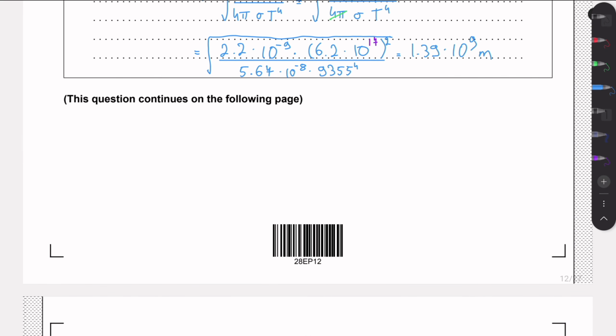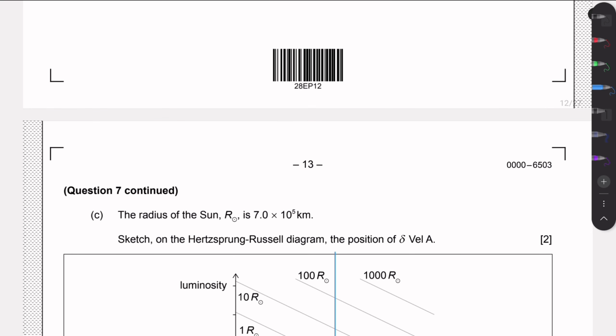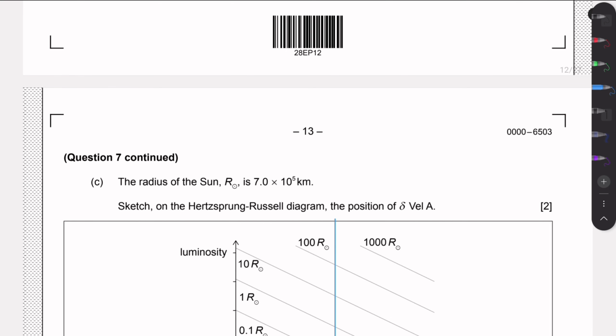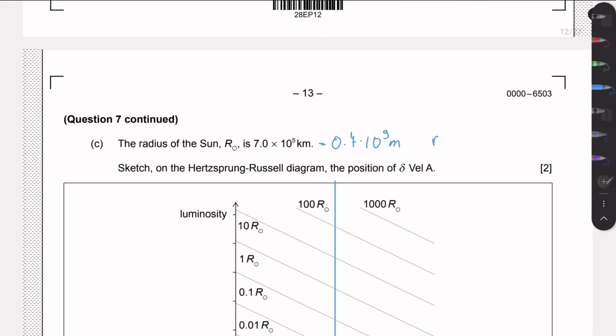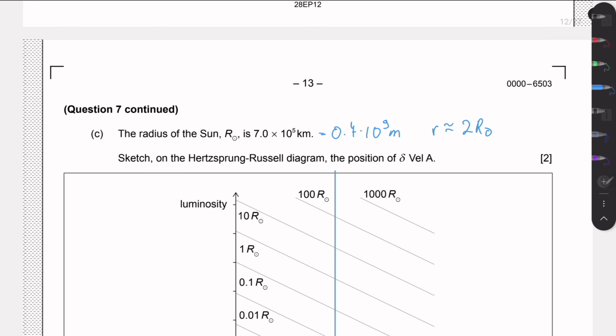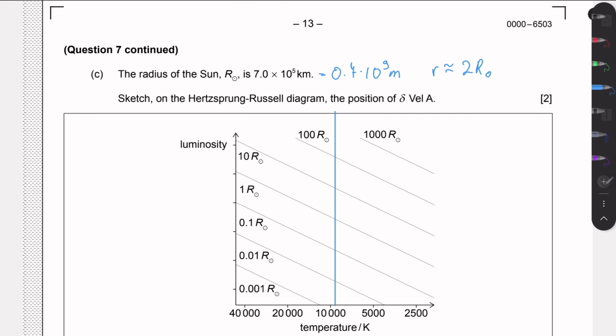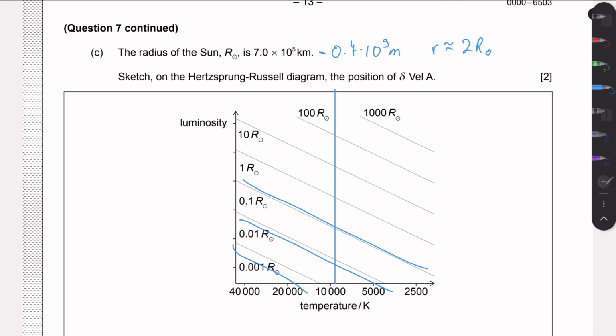We already know the radius, it's 1.3 times 10 to the 9 meters, and we can convert both to similar units, so we can say that the sun's radius is 0.7 times 10 to the 9 meters. So what we see is that the radius of our star is approximately double the radius of the sun. So we can say that r is approximately 2 times R0. Now we can see this ratio, as these lines correspond to certain multiples of the radius of the sun.